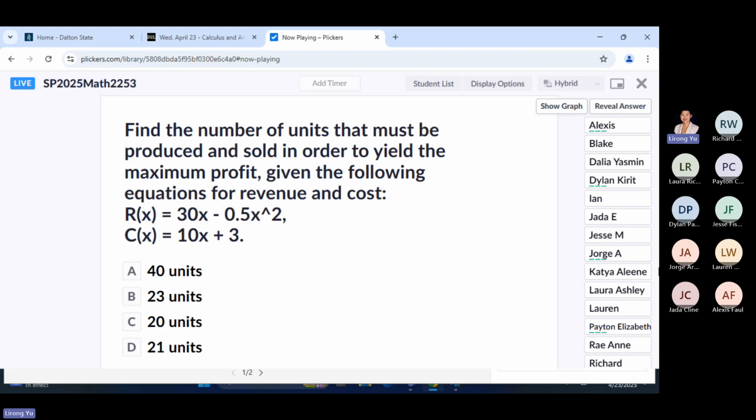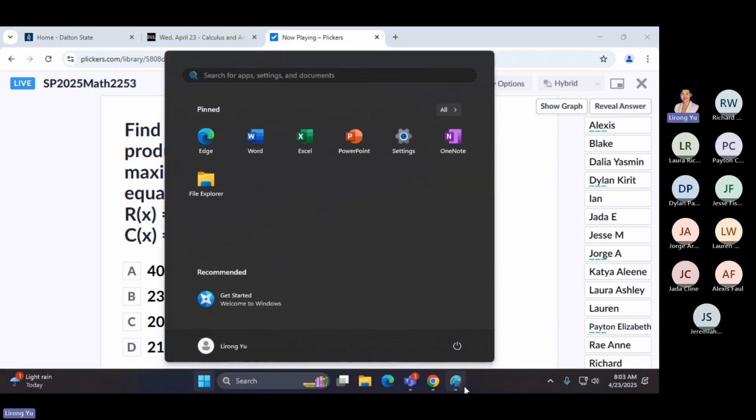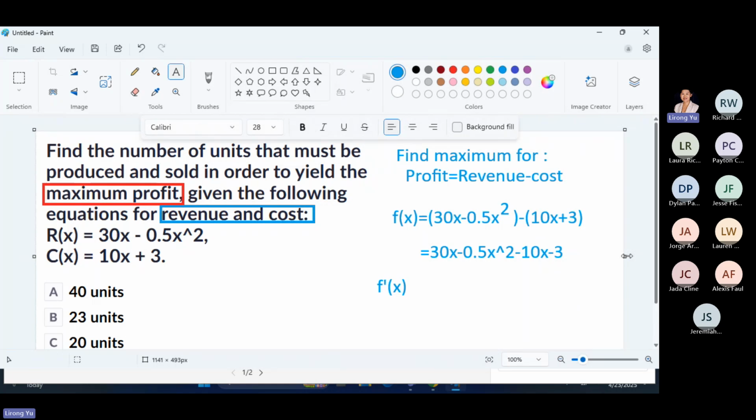In this case, we were given the formula for the revenue. We were also given the formula for the cost. So if you want to find the profit, you have to take the revenue function minus the cost function. That's basically the idea for how to set up a target function, and that's what I was writing over here.